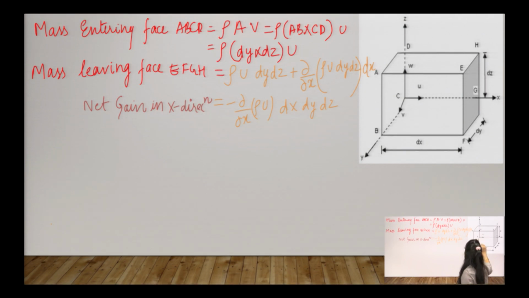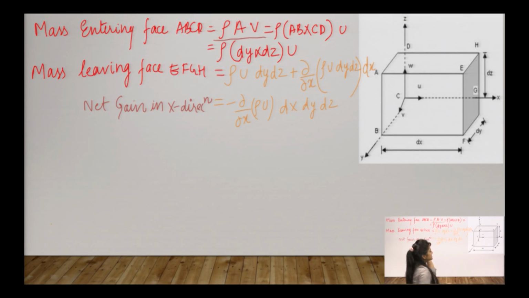In x direction you can say, we will be taking in x direction this phase, we are naming this phase as A, B, C, D. So, mass entering through this phase A, B, C, D will be equivalent to mass leaving this phase E, F, G, H, this phase. It will be nothing but rho A V, we have studied, rho A into V.